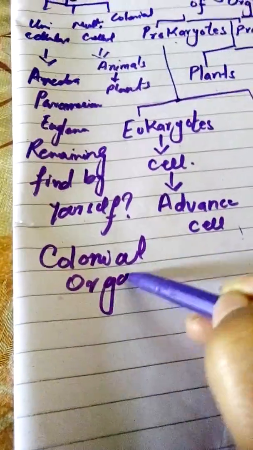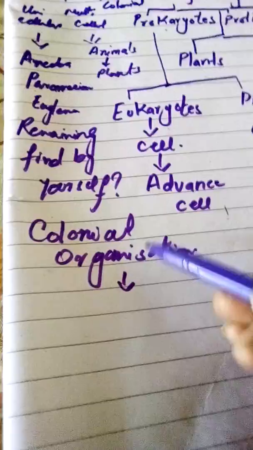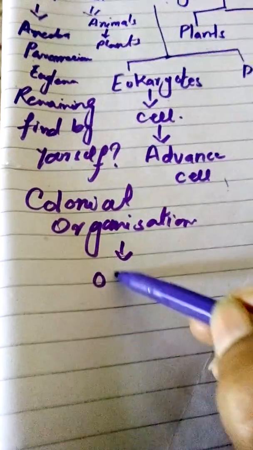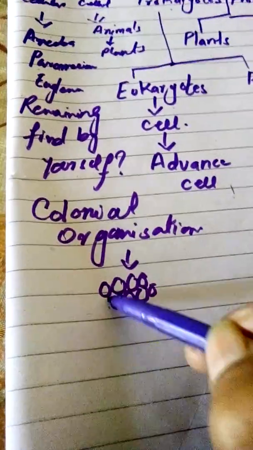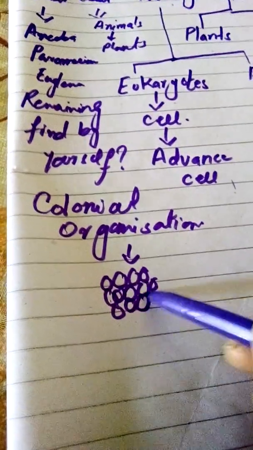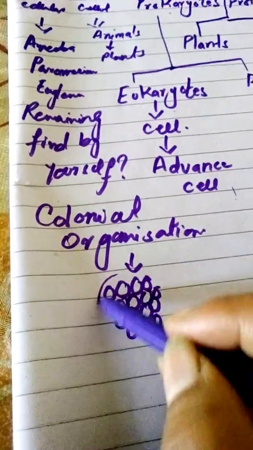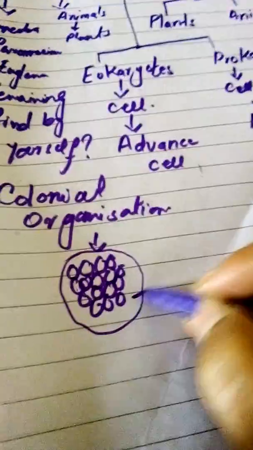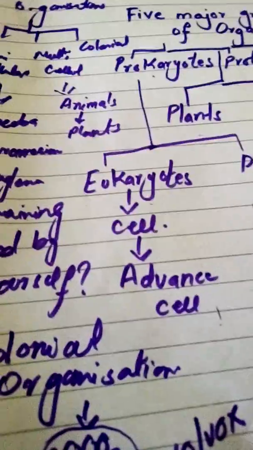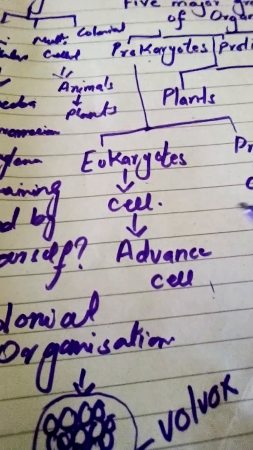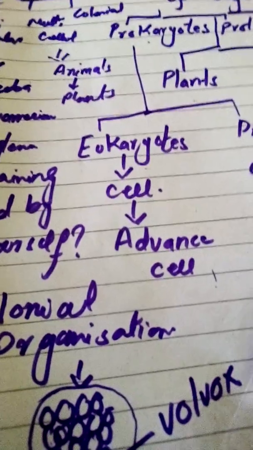The next one is colonial organization in organisms. That is simply when many unicellular organisms combine together to form a colony. They don't spend their lives alone. This type of colonial formation occurs in volvox. Volvox, a green alga found in water, is an example of colonial organization.